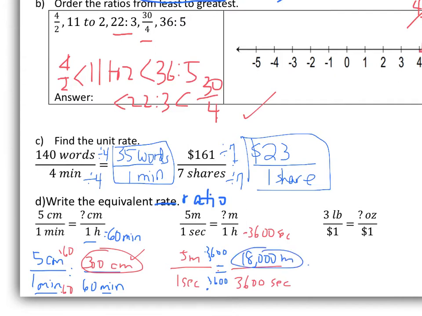Okay, and for the next problems, I noticed that my denominators are already the same. So I only have to worry about the numerator. I need to change them to the same unit, so maybe it will be easier for me to change pounds to ounces. So 1 pound equals 16 ounces. So I'll just have to take 3 times 16 to get 48 ounces. That's my answer.